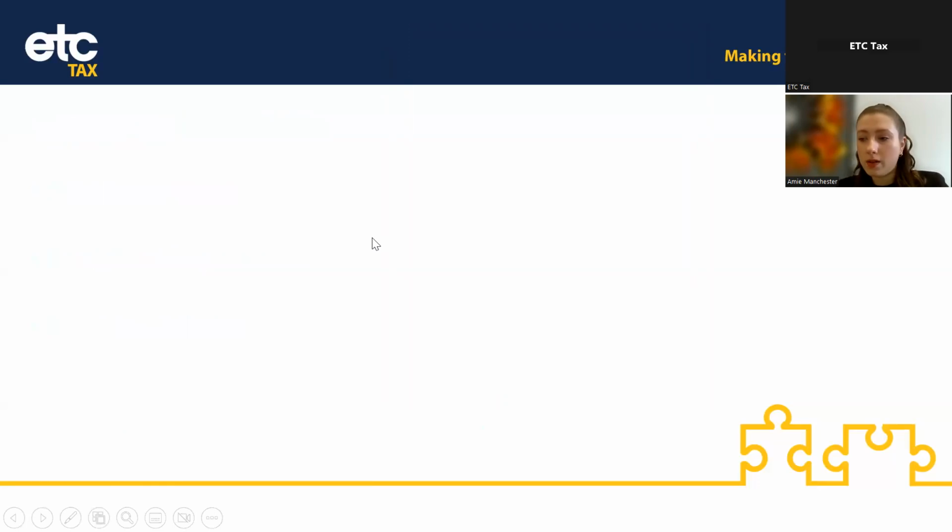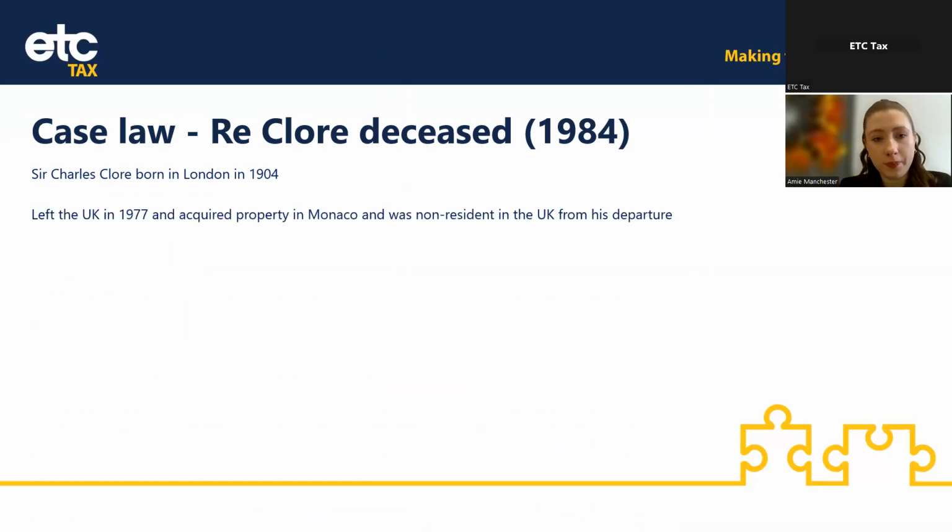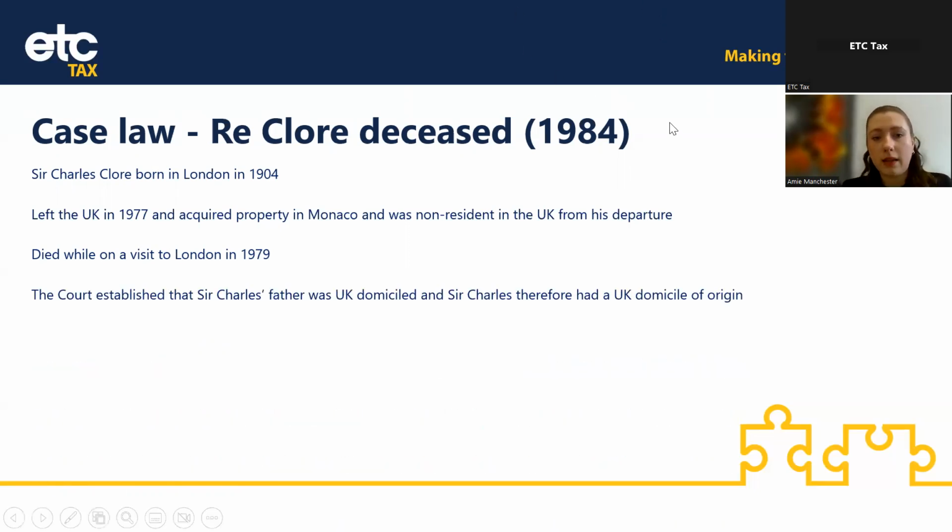Moving on to have a look at a case law example. I thought this one was quite interesting. We have Sir Charles Clore, born in London, 1904. He left the UK in 1977 and acquired a property in Monaco, non-resident in the UK from his departure. He died while on a visit to London 2 years later in 1979. The court established that Sir Charles's father was UK domiciled, and Sir Charles therefore had a UK domicile of origin.